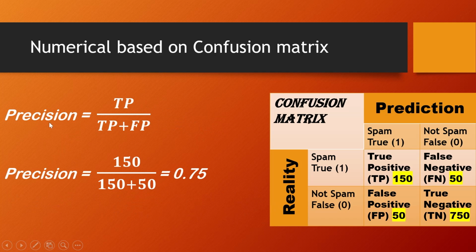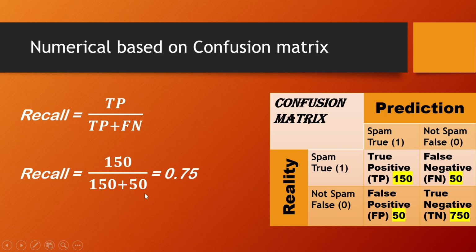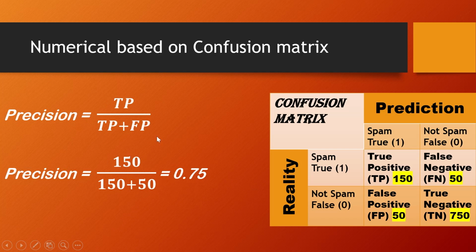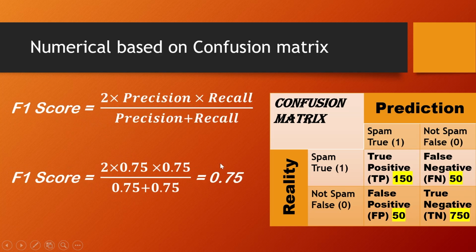Now next, precision. Simply apply the values. 150 is true positive and 150 is false positive. If you calculate, you will get the value 0.75. Recall. Again, same thing, because false negative and false positive, both values are the same, you can see here. So the answer will also be the same. And applying these values to calculate the F1 score, you will get the answer 0.75. Now this is the trick of maths also. If you multiply two same numbers and divide it by the sum of those same numbers and multiply it by 2, you'll get the number itself, right?